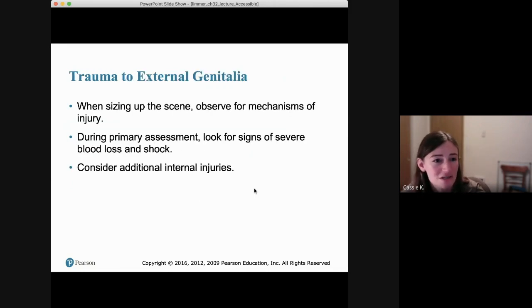Trauma to external genitalia. Observe the mechanism of the injury. Look for signs of severe blood loss. And consider that if there are external injuries, there's potential for internal injuries.